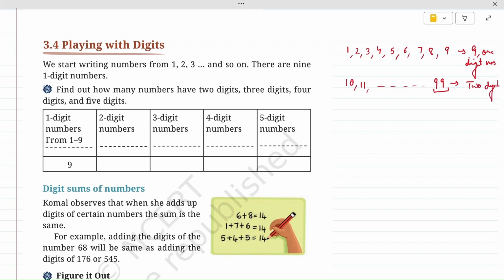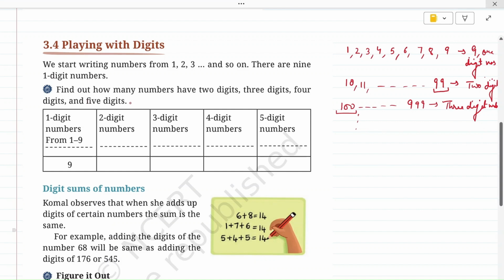And again, the next series starts from 100. 100 is the smallest three-digit number, and this extends till 999. From 100 to 999 we have three-digit numbers. We have done all this in grade 5, and this goes on, and here we have the increase in the number of digits. So now let's move further.